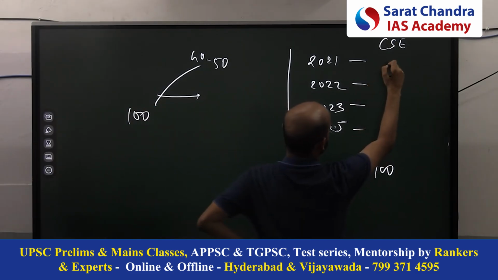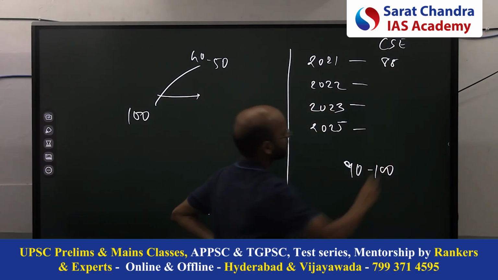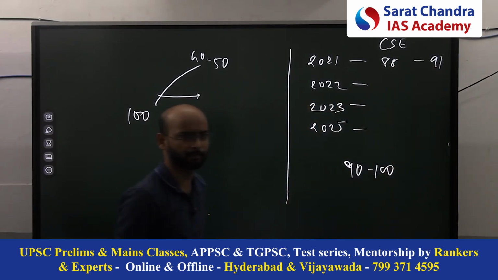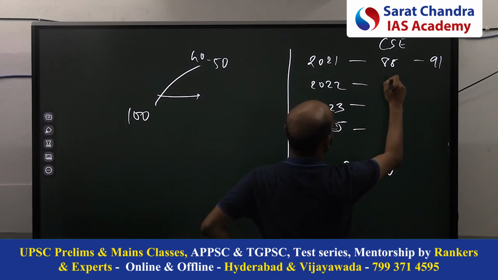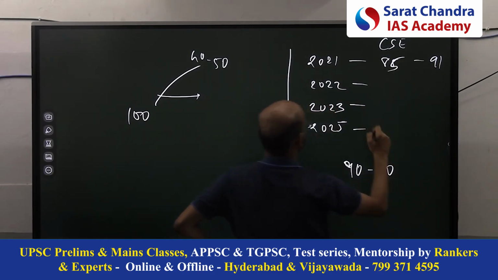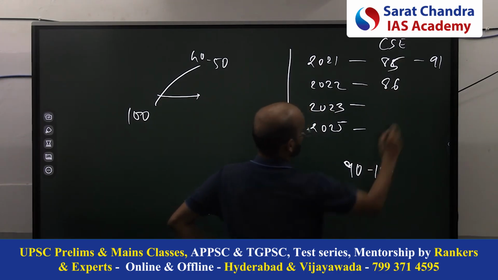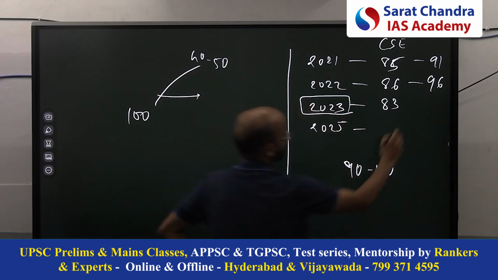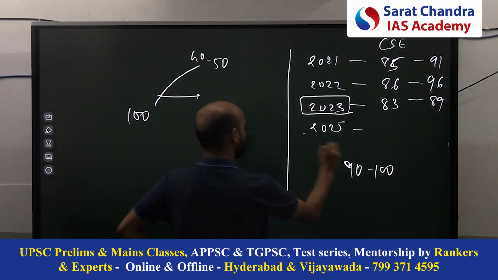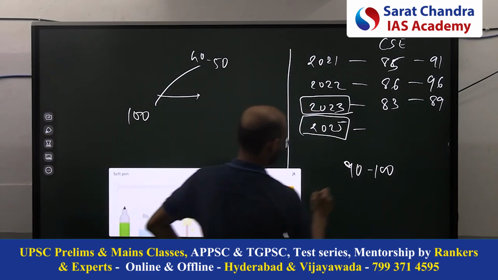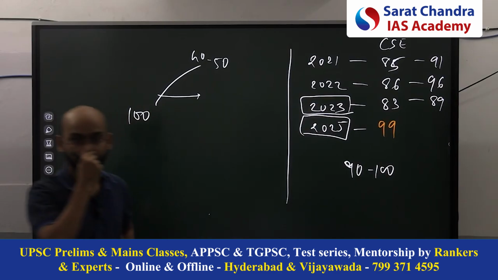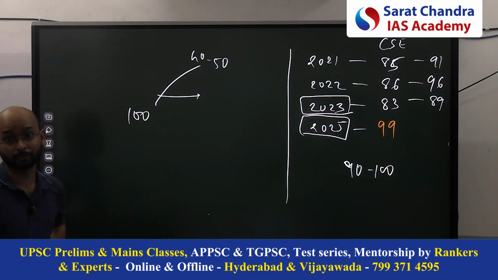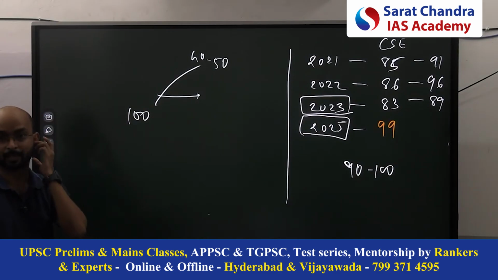What change have I made? This year I solved 85 questions. My score was 91. That year somehow I passed. In 2022, I solved 86 questions. Here also the score was around 96 or something. In 2023, which was the toughest paper, I solved only 83, and my score was 89. In 2025, I solved 99 questions. And I'm not joking, I still have my paper. I solved 99. Today also I regret why I left that one question.